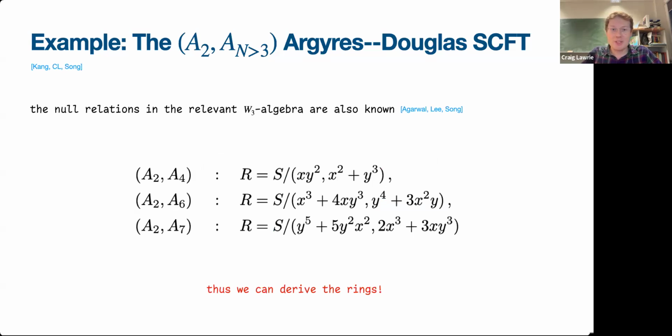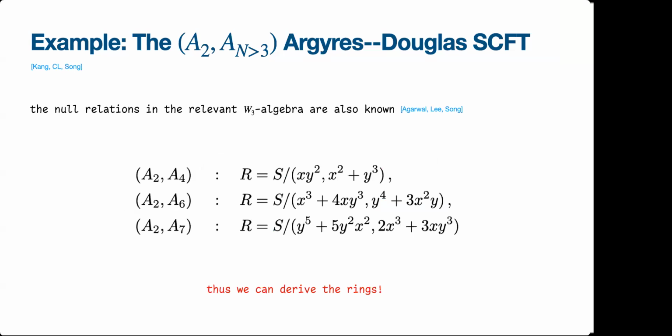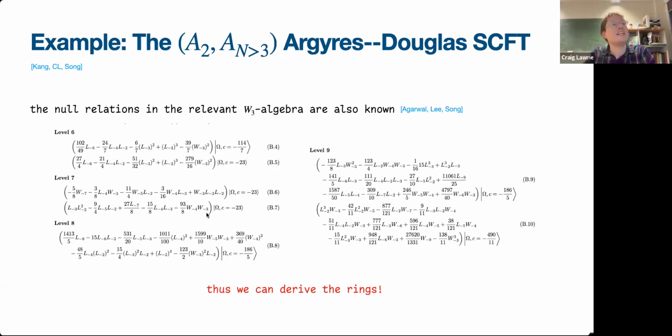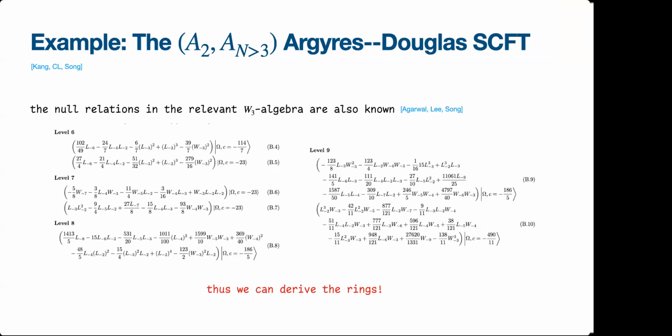The coefficients I want to emphasize. In that example, wasn't there another c equals minus 23 right at level 7? What happened to that one? Yes, that's true, but it does not contain any terms which are only strong generators. Ah, I see. Yeah. Good catch.